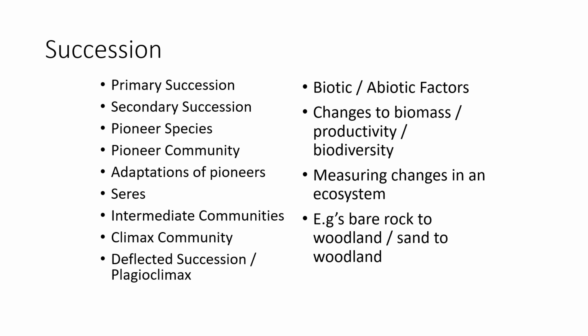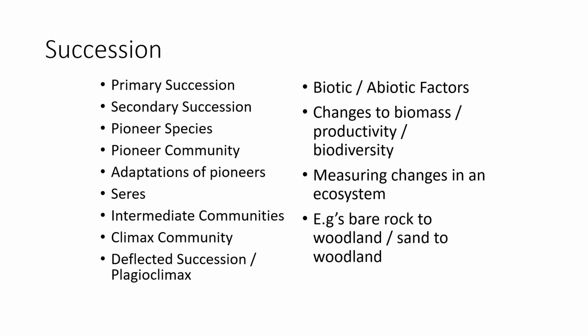Okay, we've talked about biotic and abiotic factors, living factors and non-living factors that might affect what can grow in these different habitats, these different areas. We've talked about changes to biomass, productivity, biodiversity. So we've mentioned changes in biodiversity as we go from pioneer community to climax community. There's also a change in biomass. In other words, biomass increases as we go from pioneer community to climax community.